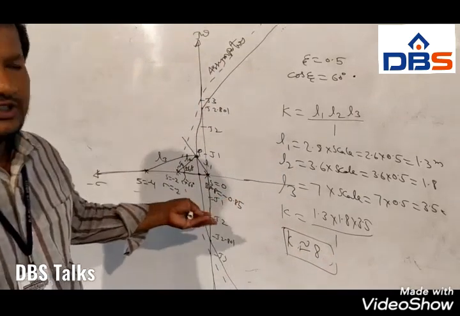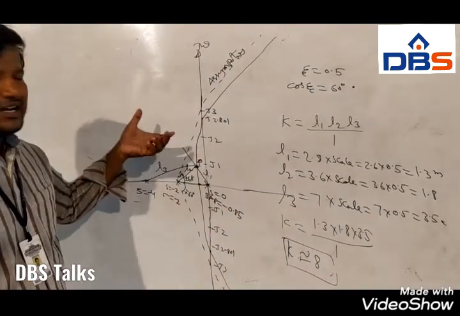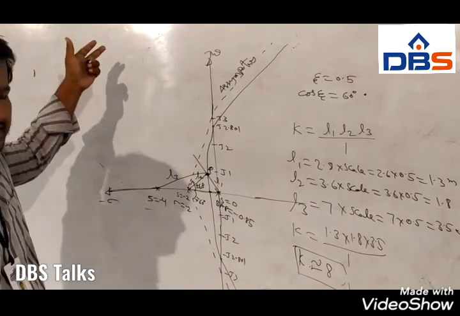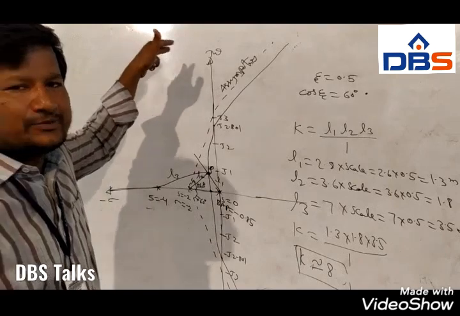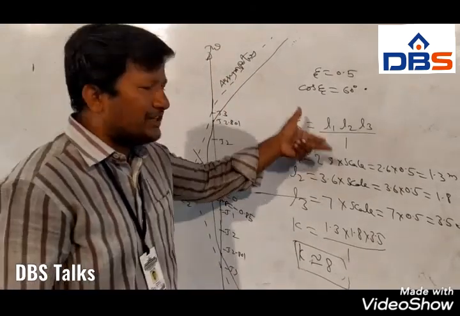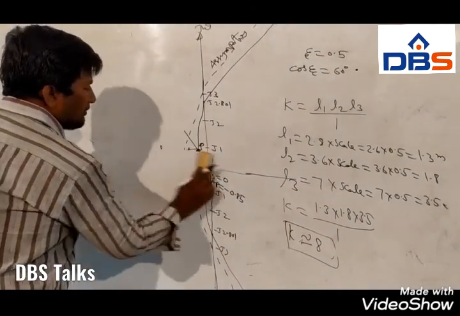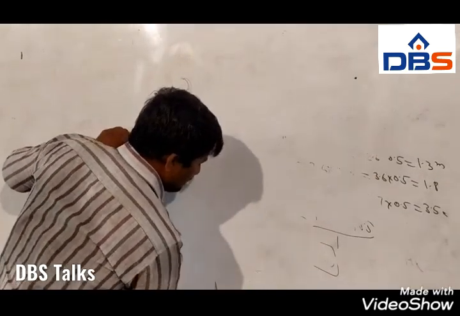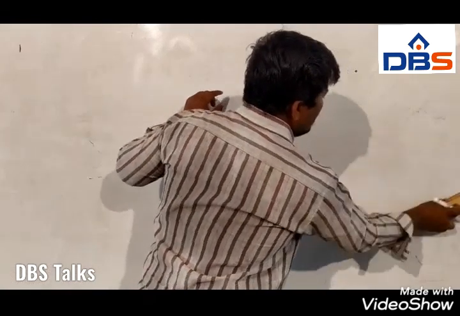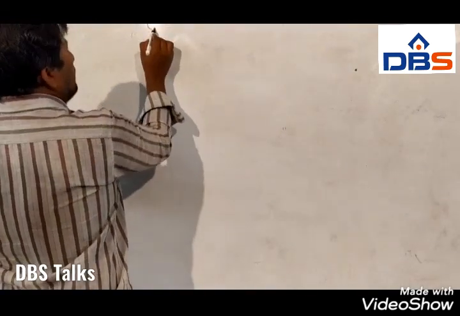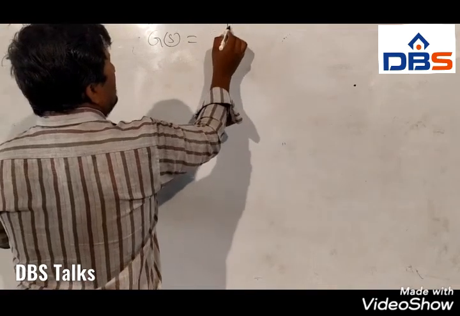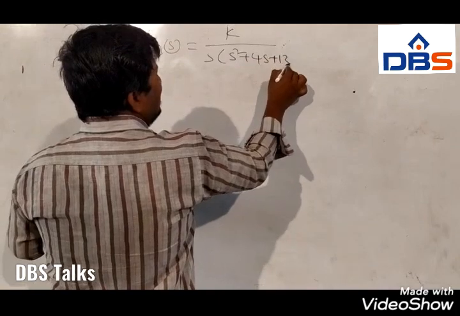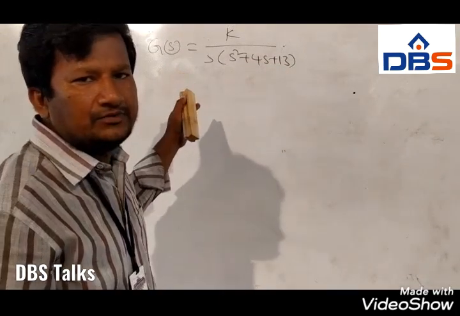So like this we have to construct the root locus diagram for a given open loop transfer function, G of S equal to K by S into S plus 2 into S plus 4, and find the K value like this. Similarly, another problem. The given open loop transfer function G of S is equal to K by S into S square plus 4S plus 13. Sketch the root locus diagram.